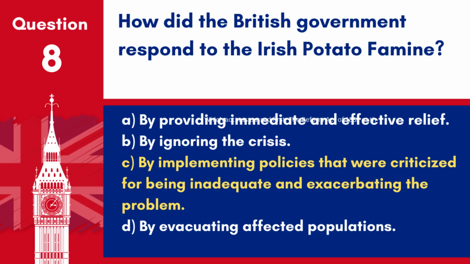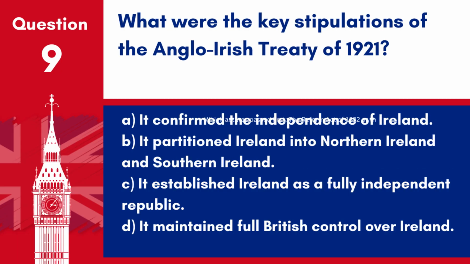Answer: C. By implementing policies that were criticised for being inadequate and exacerbating the problem. The British government's response to the Irish potato famine in the mid-19th century was widely criticised for being ineffective, and in some cases worsening the impact of the famine. Question 9. What were the key stipulations of the Anglo-Irish Treaty of 1921?